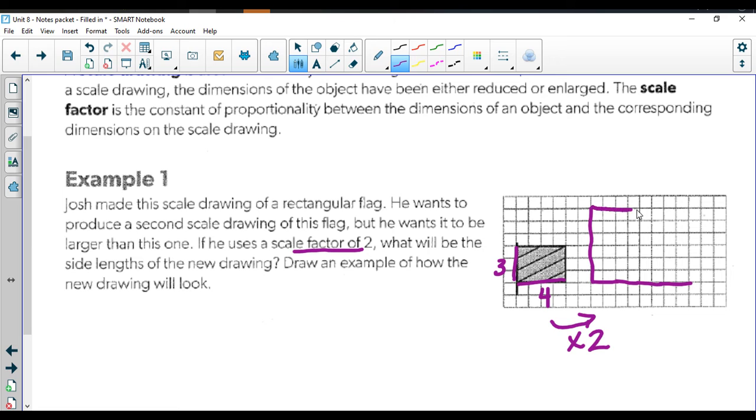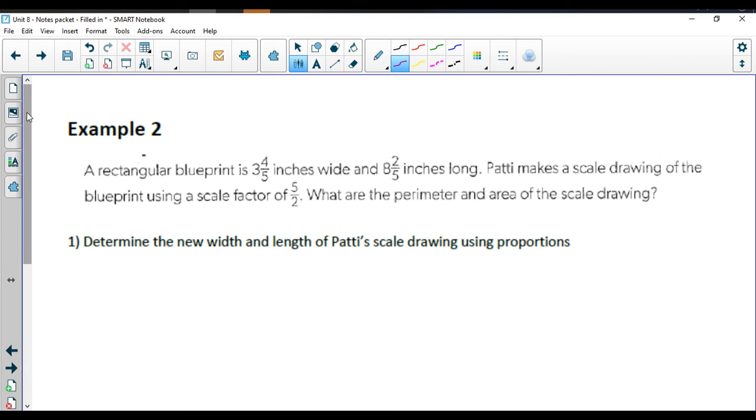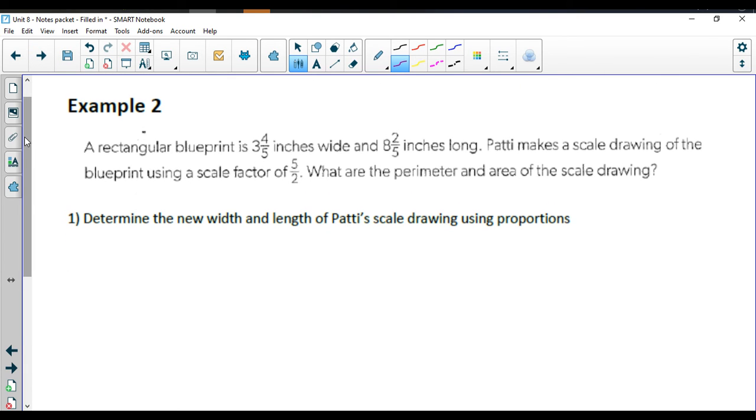What this means is for every one block that you saw in the original picture, because the scale factor is 2, you're now going to actually have 2 blocks on all of them. So his new flag is going to be 8 by 6, and he would be able to color that in so they match each other. So your scale factor is either going to enlarge your picture, or it's going to reduce the size and make it smaller. In example number 2, a rectangular blueprint is 3 4/5 inches wide, 8 2/5 inches long.